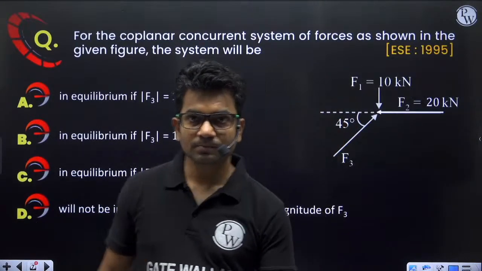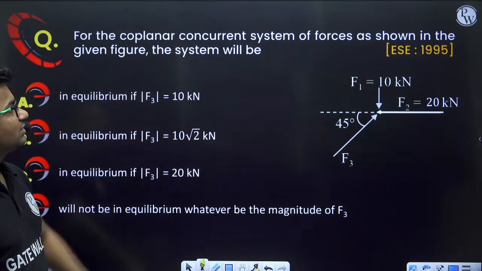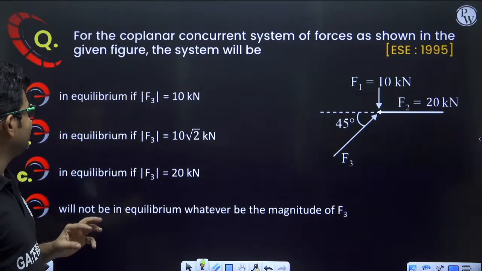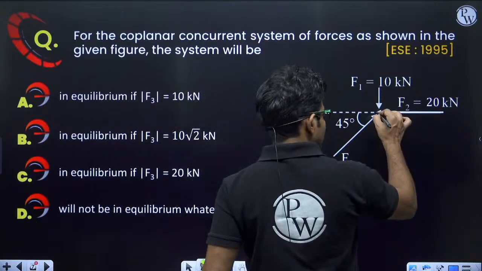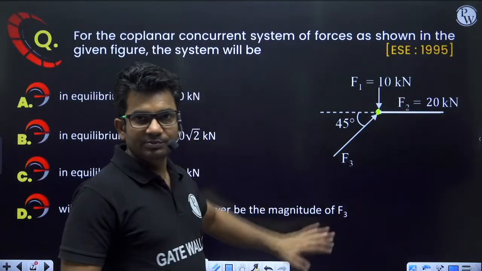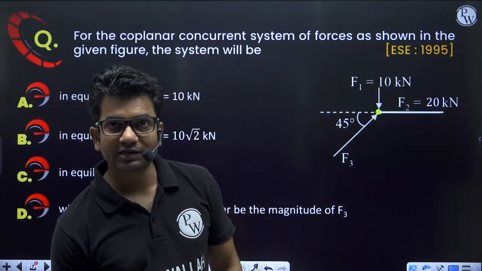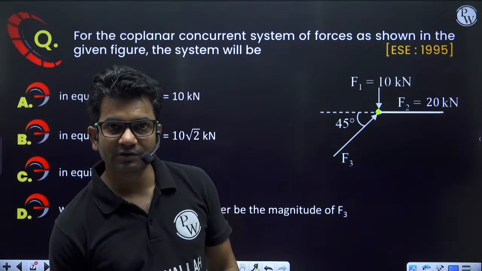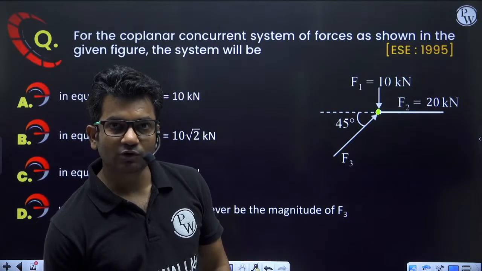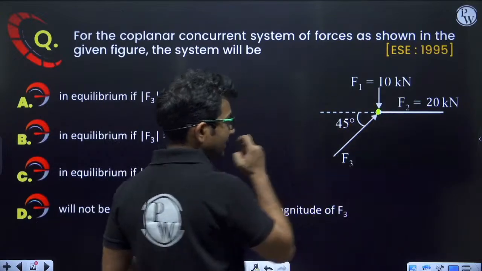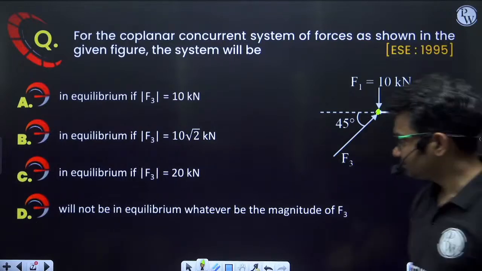Okay, questions. First question, ESE 1995: for the coplanar concurrent system of forces as shown in the given figure, the system will be. Coplanar and concurrent. Concurrent means all the forces are meeting at a single point, and coplanar means all the forces are lying in one plane only. These are coplanar forces. Concurrent means all the forces are meeting at a point. So just give me what will be the answer. Come on, fast. Tell me the answer.